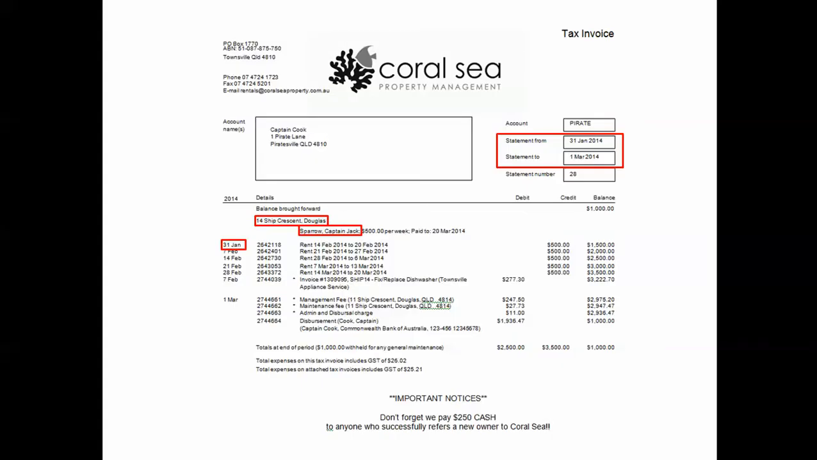Here is your typical owner statement. As you can see in the section at the top, this has your name and the address details we have for you. On this side, this shows you the period in which this statement covers. As you can see, this statement goes from the 31st of January 2014 to the 1st of March 2014.